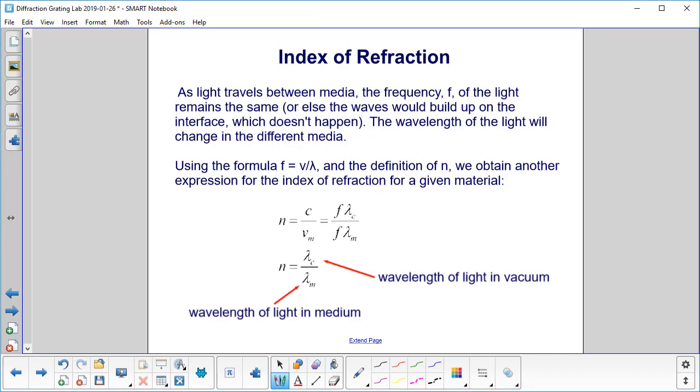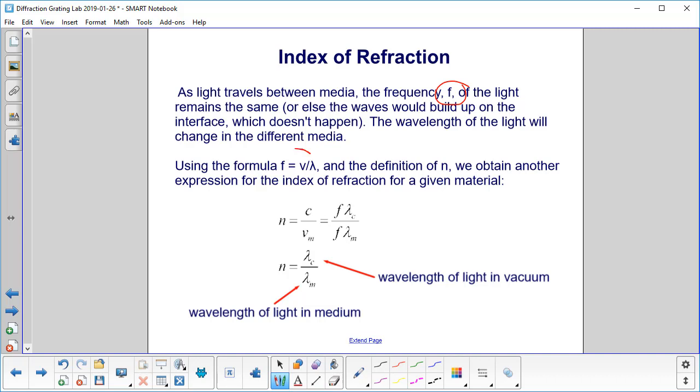As light travels between media, for example if it goes from air to water, or vice versa, the frequency f of the light remains the same. That's important. Frequency stays constant. If not, then the waves would build up on the interface, which doesn't happen. The wavelength of the light will change in the different media.